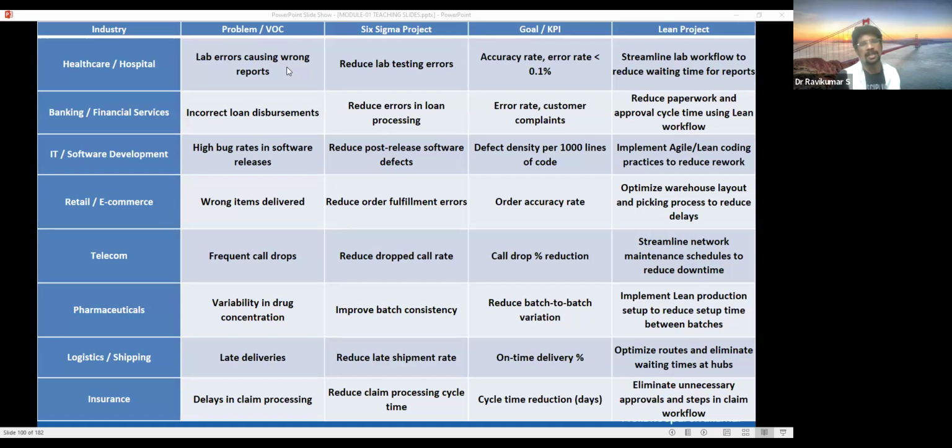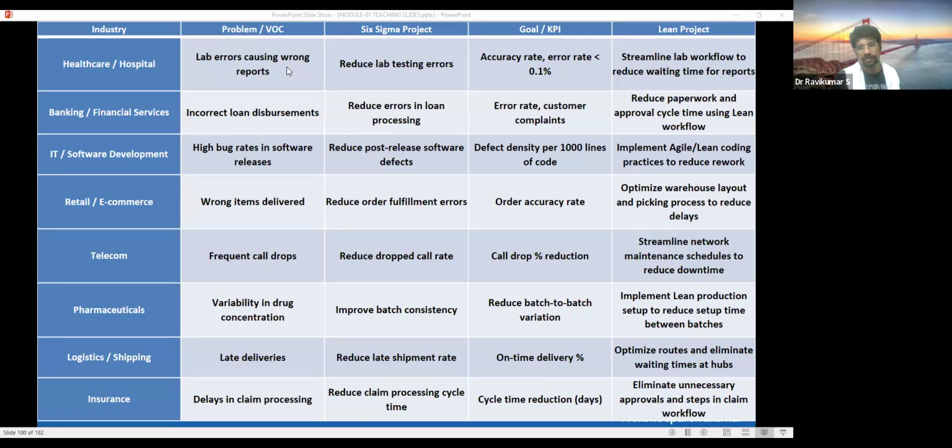Similarly, let us take one more interesting example, from insurance: delay in claims processing. Suppose a person has met with an accident. The family will be claiming the financial benefits from the life insurance. At that time, if there is a delay, that will deeply affect the family. So in that case, we have to reduce the processing cycle time. The cycle time reduction must be in days. Earlier it may be 15 days. Now they can reduce it to 10 days or 7 days, whatever is possible for them.